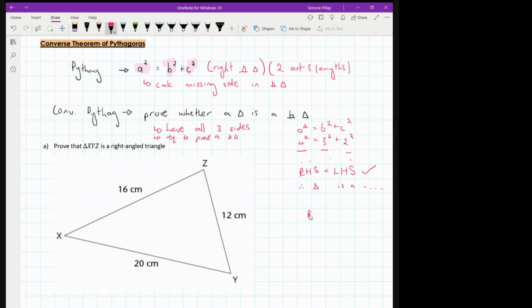If my right-hand side does not equal my left-hand side, then that means Pythagoras does not work, and you can still conclude triangle what is not a right angle triangle.